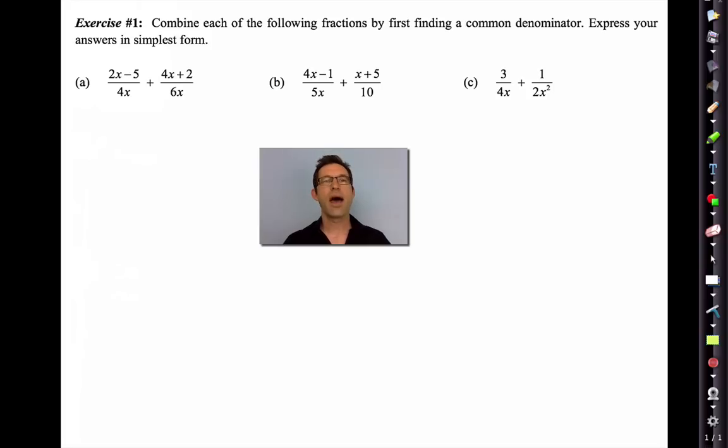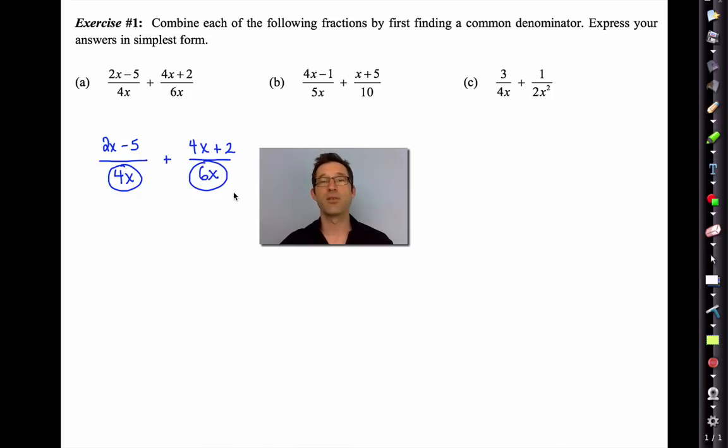Exercise 1 asks us to combine each of the following fractions by first finding a common denominator. Express your answers in simplest form. I'm going to rewrite this problem down here so I have a little bit more room. Now, obviously, if they had a common denominator, I could just add the numerators, but they don't. This denominator is 4x. This denominator is 6x. I want to make a common denominator. The good thing is that they both have that x in them. All I need to do is worry about the 4 and the 6.